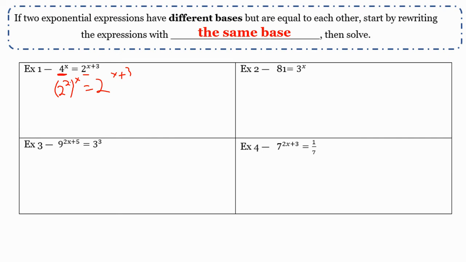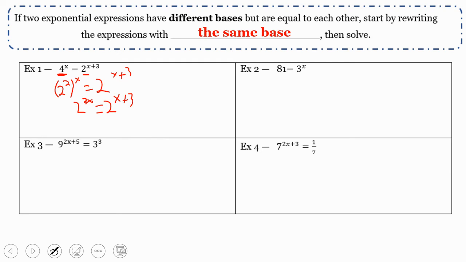And we're remembering that if I have a power that's being raised to another power, so here I have 2 exponents, one exponent is being raised to another exponent, and the way I simplify that is to multiply those 2 exponents together. So I can write this with just a base of 2, and then with the power being 2x, because it's 2 times x. So I'm left with 2 to the 2x is equal to 2 to the x plus 3.